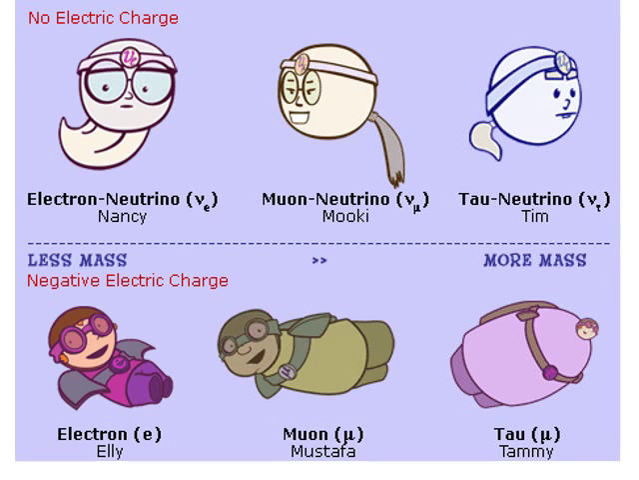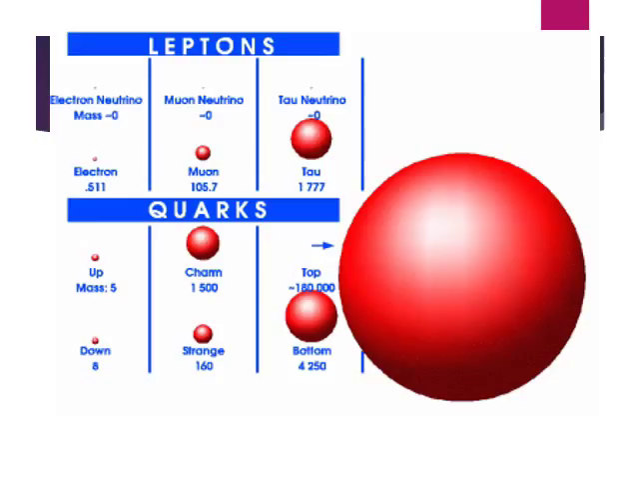And here we can see some fundamental particles. We have the electron neutrino, Nancy, muon neutrino, Mookie, tau neutrino, Tim. Now we have our negative electric charge, the electron, Ellie, muon, Mustafa, and tau, Tammy. And here we can see an illustration of leptons and quarks.